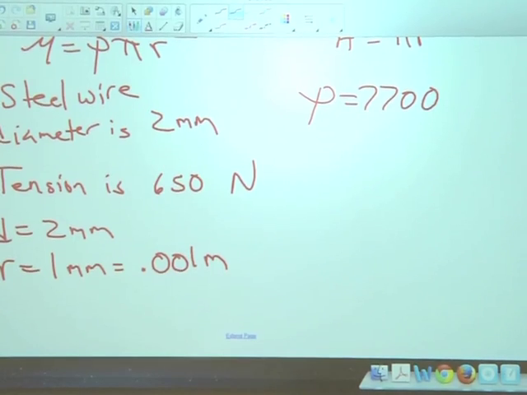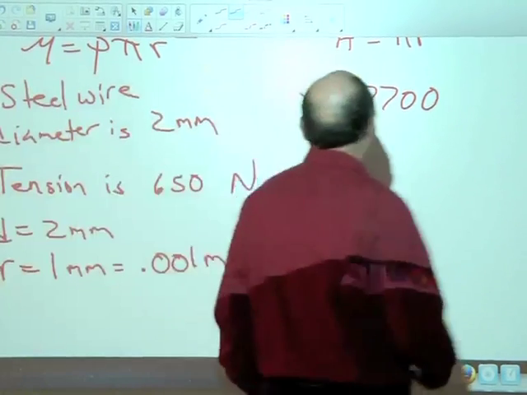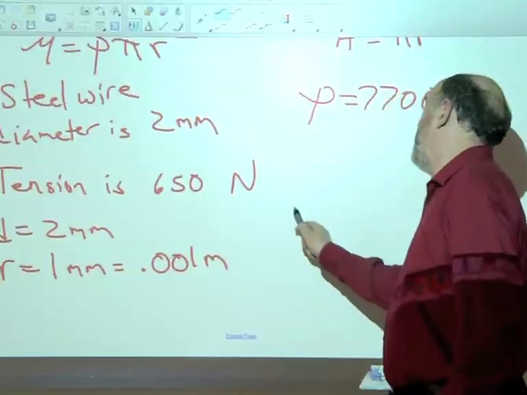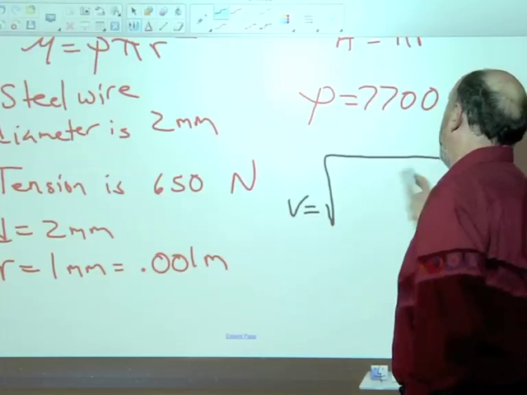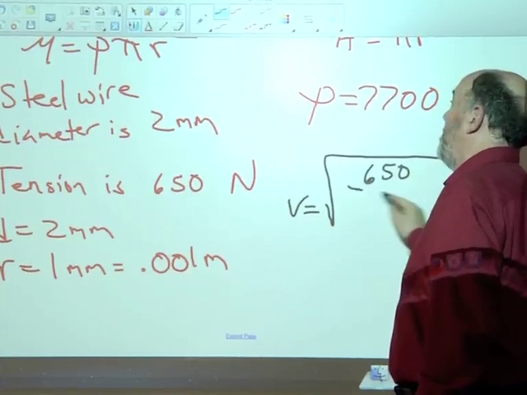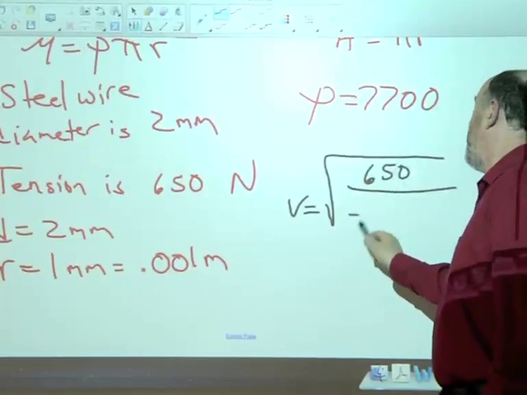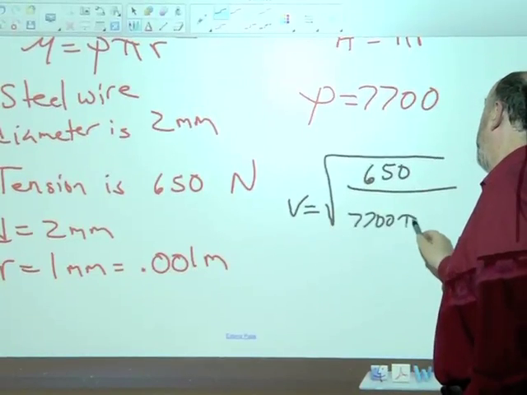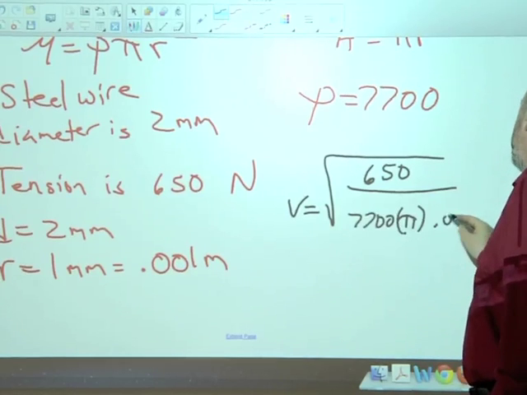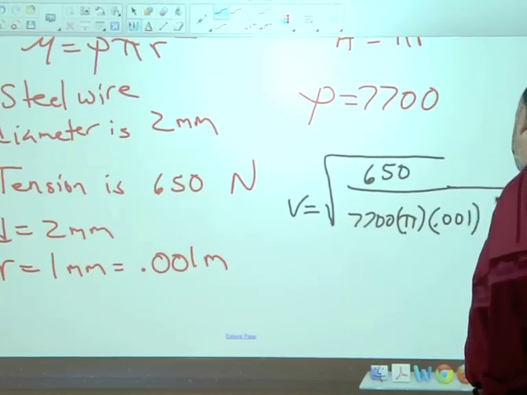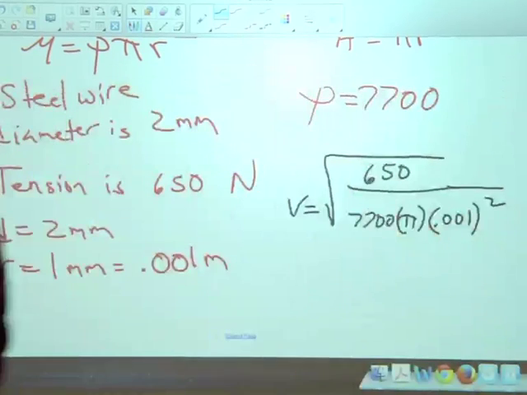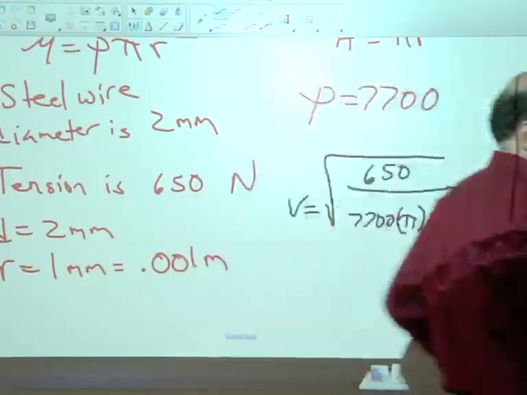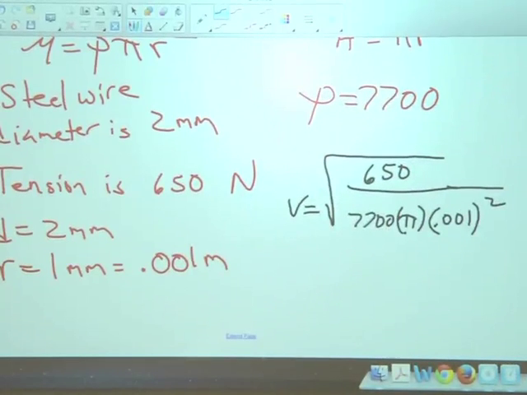Now we can take our numbers and plug them into our equation. So V equals the square root of, in this case I said 650, over rho, which is 7,700, times pi, times 0.001 squared. Now everybody should be able to plug that into the calculator or app, and come up with my velocity in this.